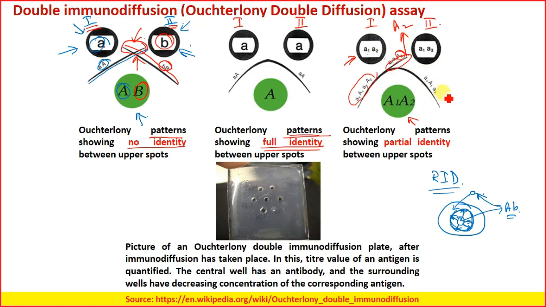However, in the case of the second well, we have A1, small a1, capital A1 and small a3, and you will get another line which will be a combination of both type 1 and type 2 identity lines. This type of line is called the pattern of partial identity. Pattern of partial identity. Now this is a picture of an Ouchterlony double immunodiffusion plate. So it looks something like this. Okay.